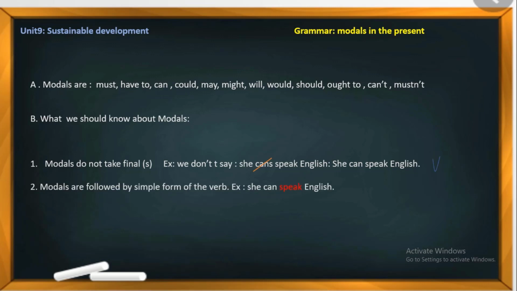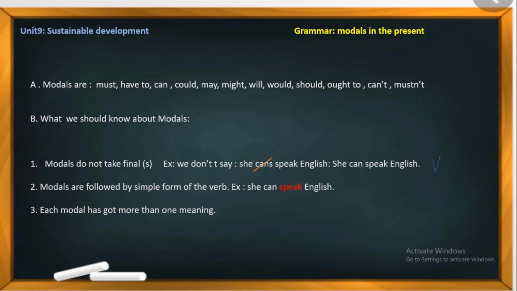Next, modals are followed by the simple form of the verb. The simple form of the verb is the infinitive without to. So we don't say "she can to speak" or "she can spoke." No. Modal plus the base form of the verb, infinitive without to.